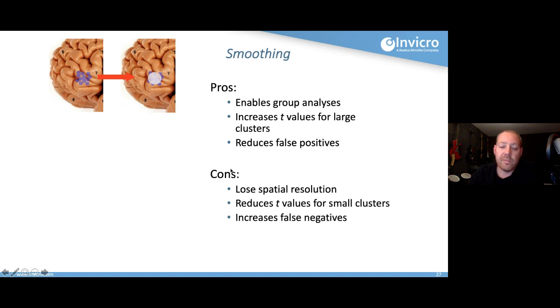Yeah, so the downside of it is obviously that you lose spatial resolution. It only really works for big clusters. If you have very small clusters, it will kind of smooth them away to nothing.